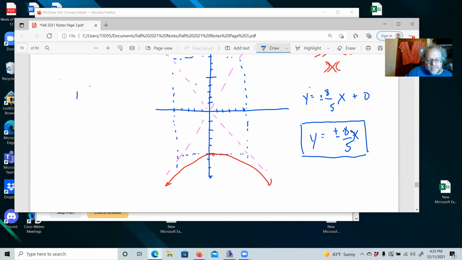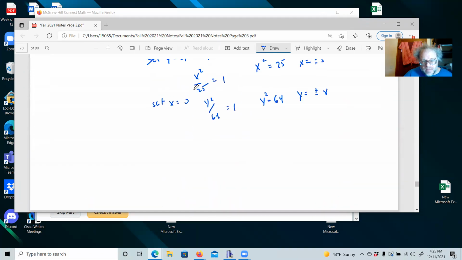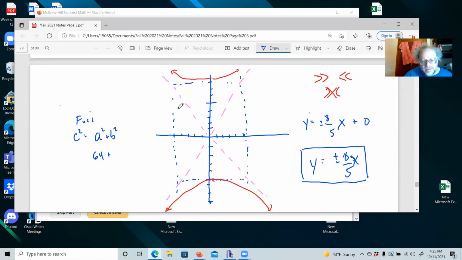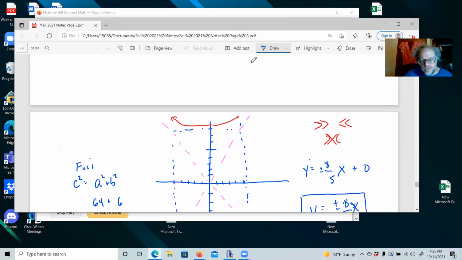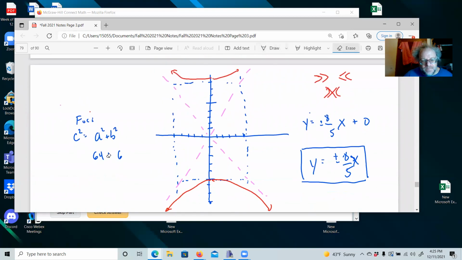Foci. Again, it's in the direction of the long one, the y part. So we have c squared is equal to a squared plus b squared. So this is 64 plus, what was my x1, it was 65? Oh no, it wasn't, it was 25.